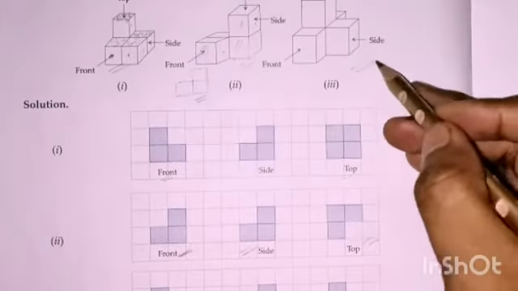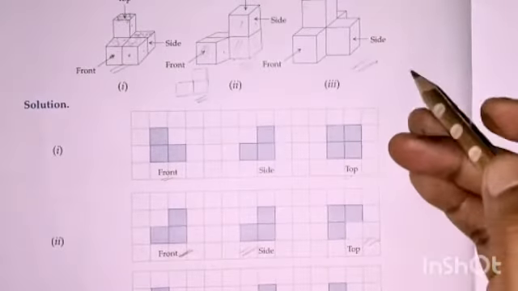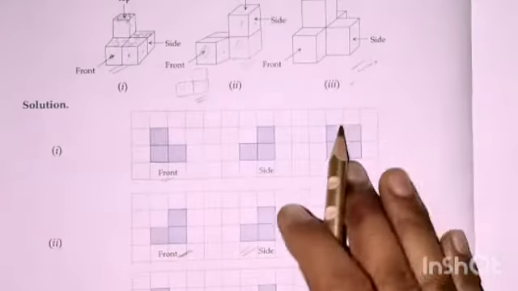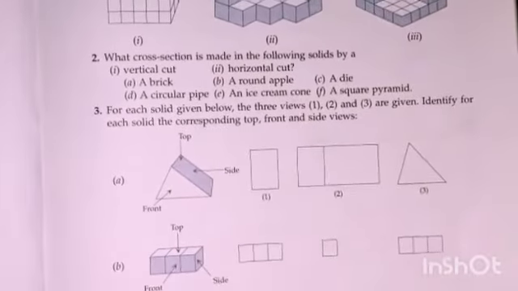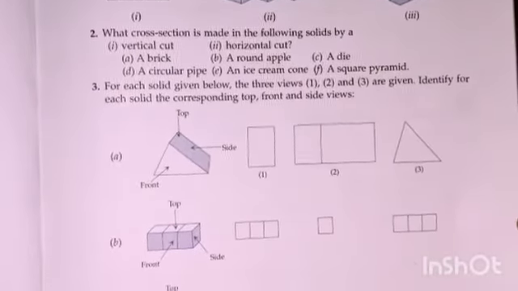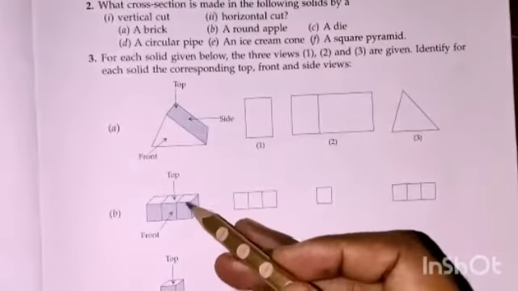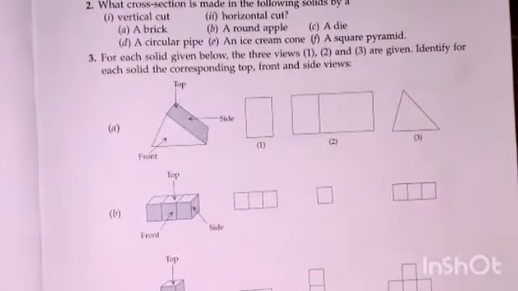In the same way, you can use your imagination to find out the top, side and front view of this third picture. I hope, children, with this much understanding you will be able to do exercise 15.3. This is all about visualizing solid shapes. Here we have to decide the front, top and side view of these pictures. You can do it easily.